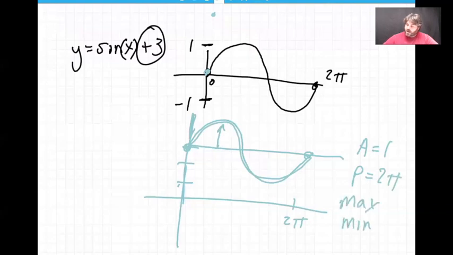So when you add or subtract the number at the end, it affects the max and the min. The max here is now at 4, and the min is now at 2. Because now it's centered, right? The central line is at 3. So it's 1 up, 1 down.